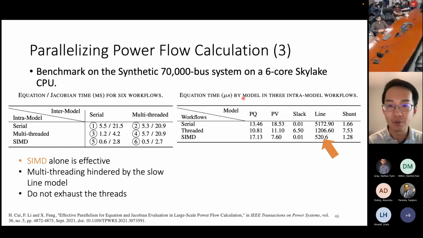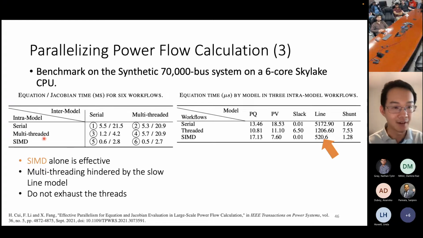And the table here shows the time for each individual model. So for multi-threading, it is the slowest thread that determines the overall execution time. And that is verified in these individual calculations because you can see the line model takes about 1.2 milliseconds, and that is the exact time for multi-threaded calculation. But if we do SIMD here, this can be reduced to 0.6, even if we're doing it in serial, because SIMD allows line calculation time to be reduced to just 0.5 millisecond.